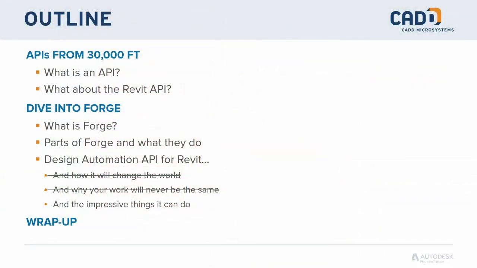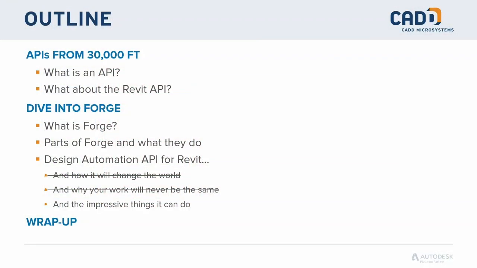Real quick, as an outline, we're going to talk about APIs, kind of what they are at 30,000 feet, so we have a baseline of what we're talking about. We'll talk a little bit about the Revit API, how it applies, what you can do with it, and then I want to dive into Forge. I want to break down what it is, the different components, and then I want to talk just a little bit about what you can do with it or what you potentially will be able to do with it down the road.